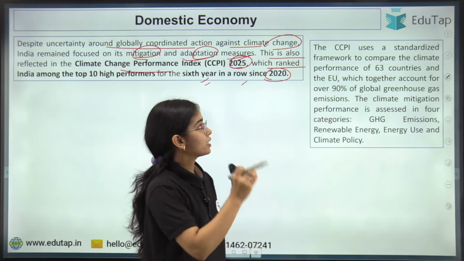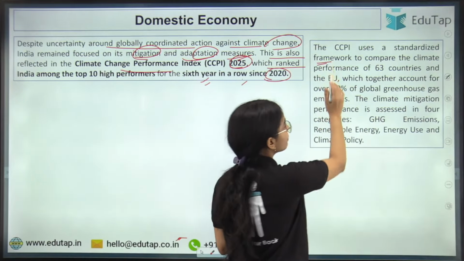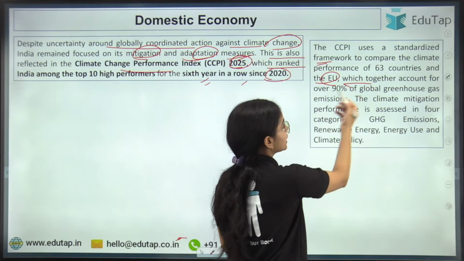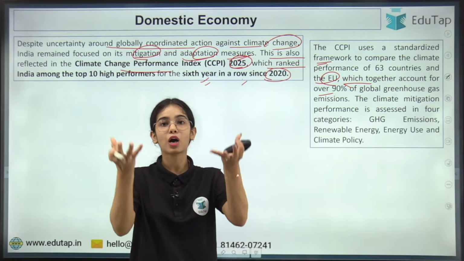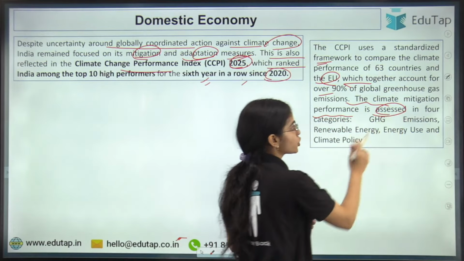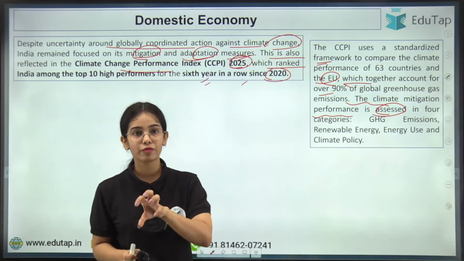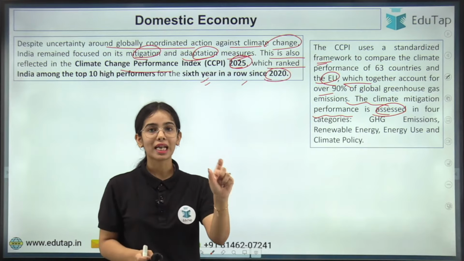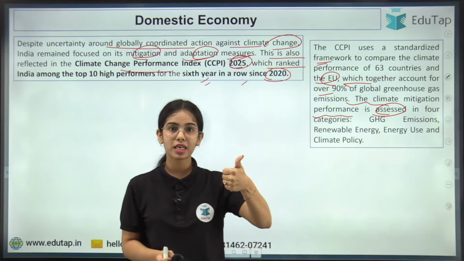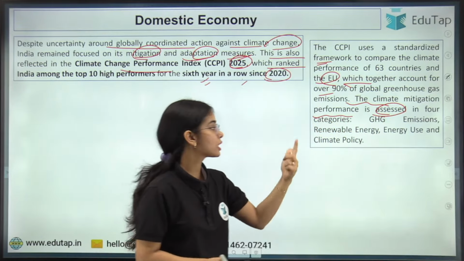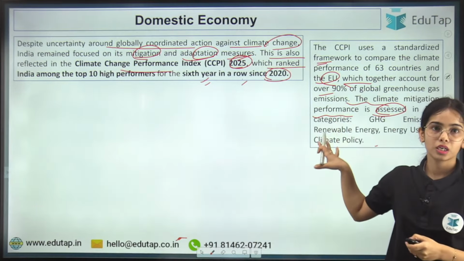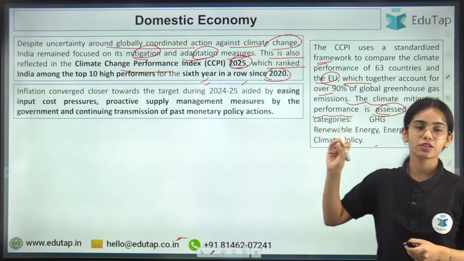Now the CCPI uses a standardized framework to compare the climate performance of 63 countries and the European Union, which together account for 90% of the global greenhouse gas emissions. Okay, the climate mitigation performance is assessed. So how is it seen which country is performing good, which country is performing bad? The climate mitigation performance is assessed in 4 categories: the greenhouse gas emissions, renewable energy, energy use, and the climate policy of the country. So these are the 4 measures according to which the country is assessed for the climate change.